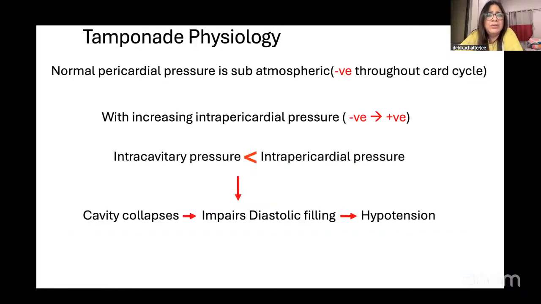So if we look at the tamponade physiology, normally pericardial pressure is subatmospheric, that is negative throughout the cardiac cycle. Now, as there is increasing intrapericardial pressure because of the pericardial effusion, this pressure becomes positive from negative. As a result, the intracavitary pressure becomes less than the intrapericardial pressure, so the cavity collapses. As the cavity collapses, its diastolic filling is impaired, leading to the hypotension. So this is the basic physiology.